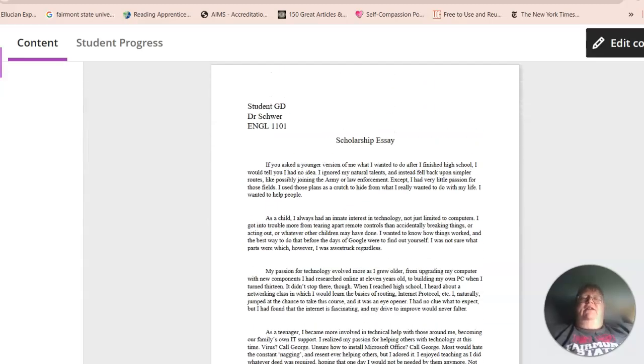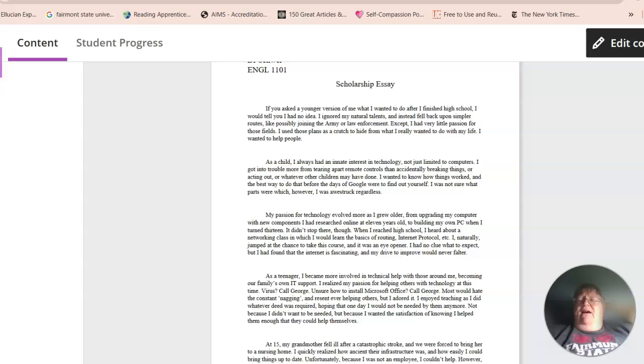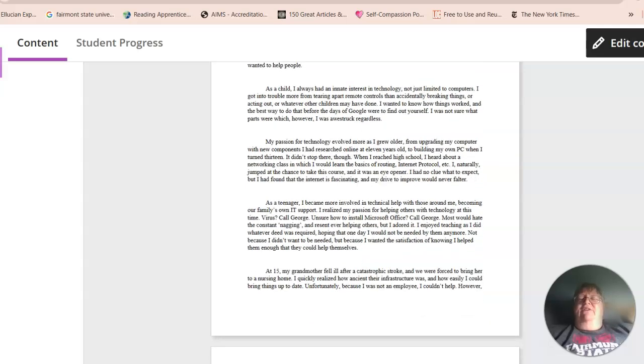This one particularly, GD, he gives a lot of examples of how he used his love of taking things apart and building his own computer. He gives specific examples of things that are not necessarily school related, but that show that he has an aptitude and a love for computer science. And so I think that was particularly well done.